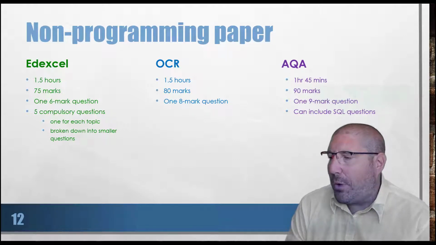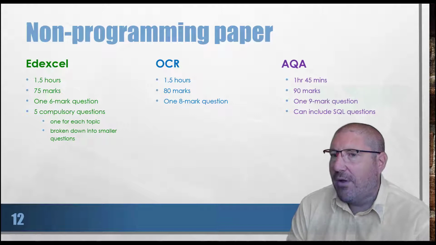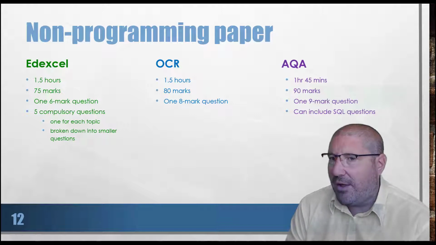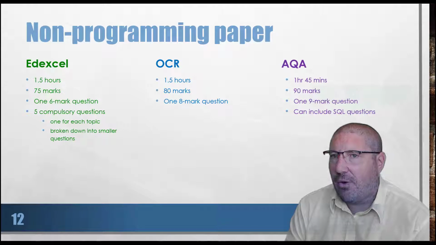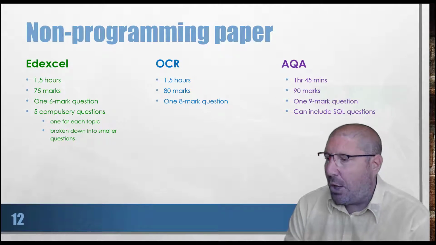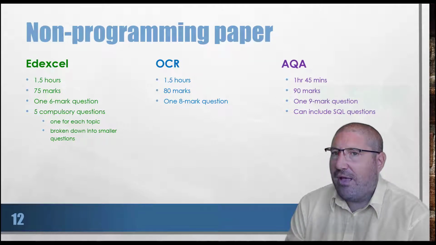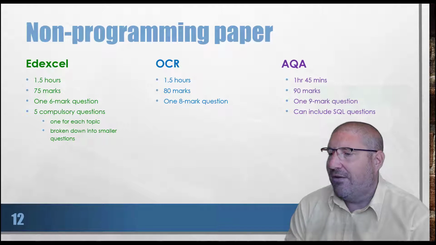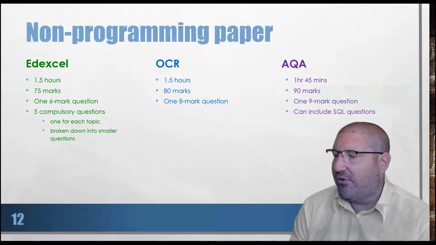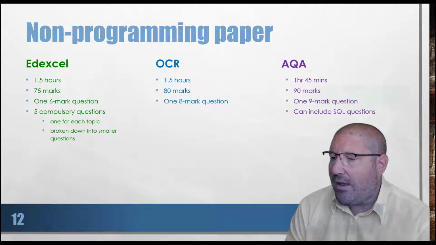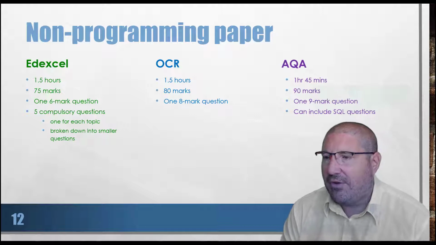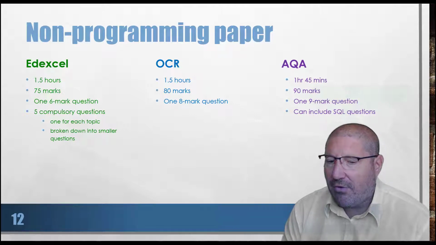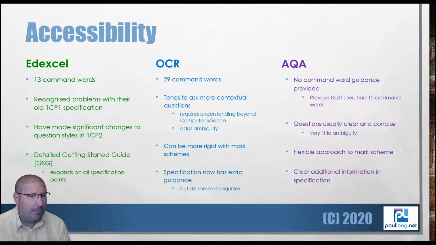Edexcel has structured their question paper so that there are 5 compulsory questions for students to answer. There will be 1 for each of their 5 topics except programming. And basically what they'll do is each of those questions is broken down into like A, B, C, D. So it's not like one long question. It's actually a set of questions on each topic. AQA will also include their SQL questions in this paper rather than on the programming paper. Now I've called this slide accessibility.